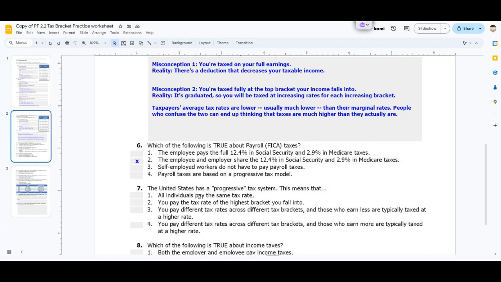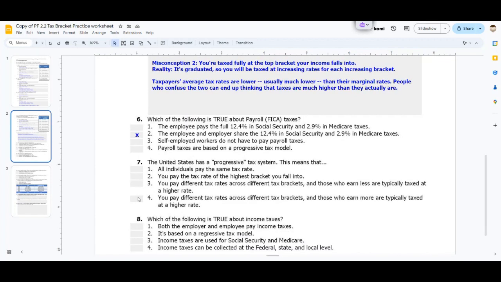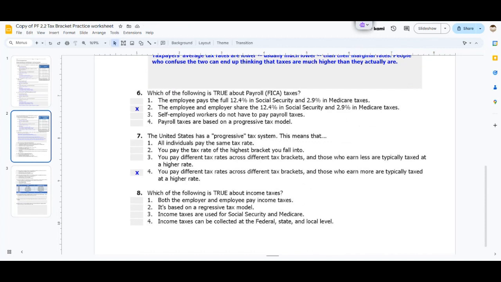All right, number 7, the United States has a progressive tax system. That means that you pay different tax rates across different tax brackets. Those who earn more are typically taxed at a higher rate. Number 8, which of the following is true about income taxes? This would be number 4. Income taxes can be collected at the federal, state, and local level.